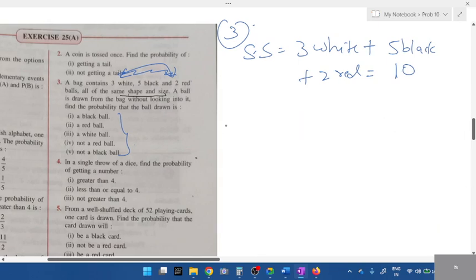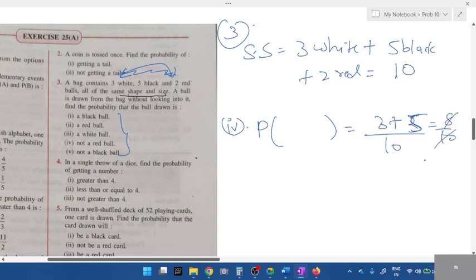Then the fourth sub question, not a red ball. Write probability of not a red ball. If it is not a red ball, the other things are 3 plus 5 divided by 10. Write it like this. So 3 plus 5 is 8 divided by 10, 4 by 5. You should show this entire thing in writing. If not, they'll reduce marks. You won't get full marks.